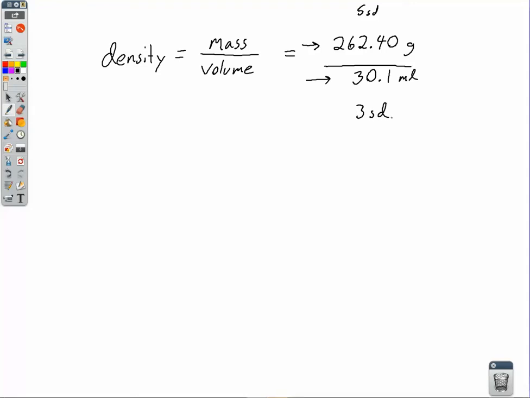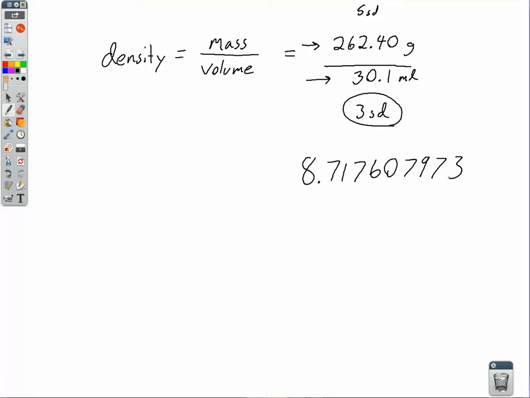Okay, so the rule here is when we do this division, we need to round our answer so that it has the same number of significant digits as the measurement that has the least number of significant digits. So that means we're going to round our answer to 3 significant digits. So when I throw this ugly thing in the calculator, we end up with an unrounded answer of 8.717607973. And we're going to round that to 3 significant digits.